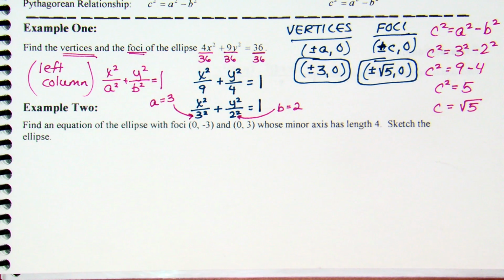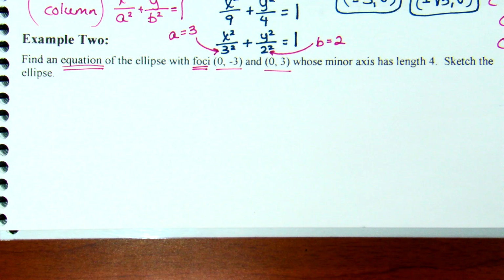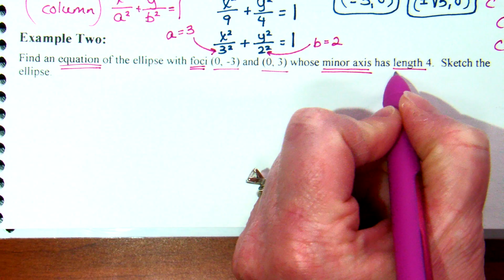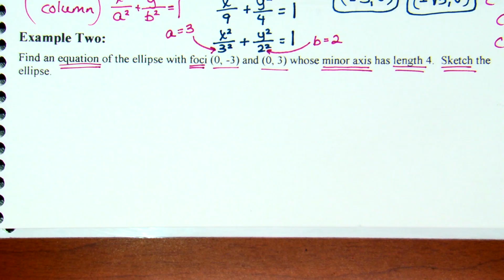Example 2. Find the equation. So notice they want us to write an equation of the ellipse with foci 0, -3 and 0, 3, whose minor axis has length 4, and sketch the ellipse. So two things going on here. We have to write an equation. We have to sketch the ellipse.